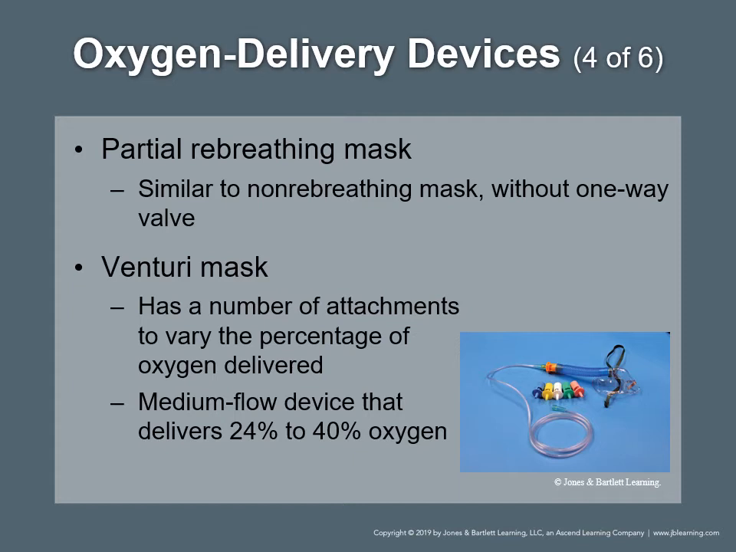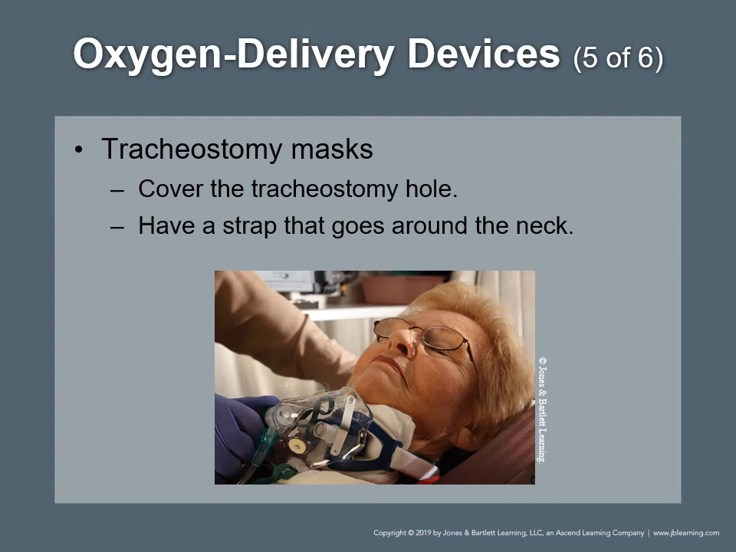Venturi mask has a number of attachments to vary the percentage of oxygen delivered while a constant flow is maintained. Air is drawn into the flow of oxygen as it passes a hole in the line. Medium flow device that delivers 24% to 40% oxygen depending on the manufacturer. The advantage is the fine adjustment capabilities for long-term management of patients in physiologically stable condition. Such fine adjustments are unnecessary in the emergency setting.